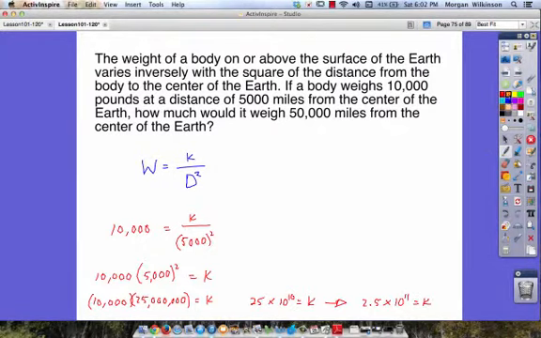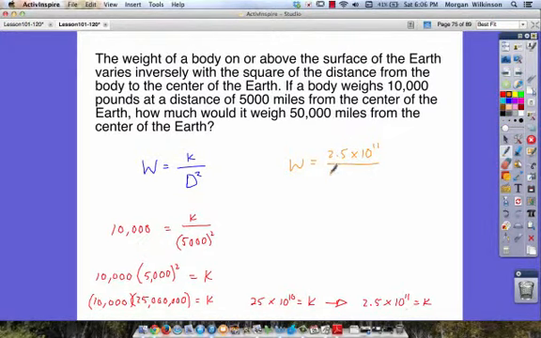Now the part of the question we need to solve is this. How much would it weigh 50,000 miles from the center of the Earth? So we want to know the weight. The weight is equal to k, which is 2.5 times 10 to the 11th power, all over 50,000 miles. And we have to take that 50,000 miles and square it, because we've got d squared here. So w is now going to be equal to 2.5 times 10 to the 11th power, all over 50,000 times 50,000.